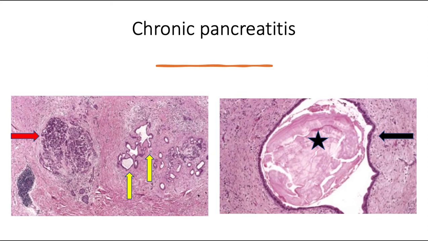On the left picture, you see extensive fibrosis and atrophy that have left only residual islets, shown by the red arrow, and ducts, shown by yellow arrows, with a sprinkling of chronic inflammatory cells and acinar tissue. On the right picture, you see a higher power view demonstrating dilated ducts, shown by the black arrow, with inspissated eosinophilic concretions, shown by the star, in a patient with alcoholic chronic pancreatitis.